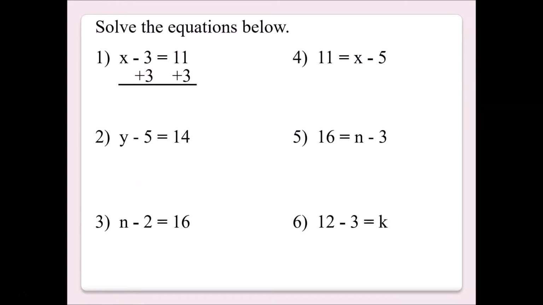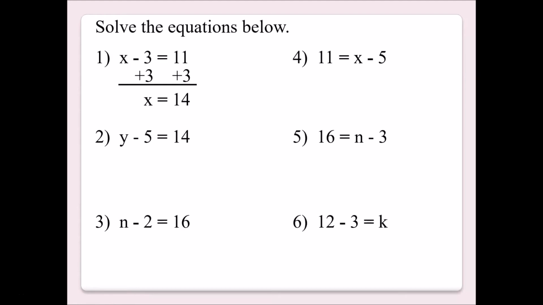Okay, so remember the addition property of equality. Whatever you do on the left side, you have to do to the right side to keep the equation equivalent. Now we have x minus 3 plus 3. We know that negative 3 plus 3 is 0, and x plus 0 is x. And 11 plus 3 is 14. So we have x is equal to 14.